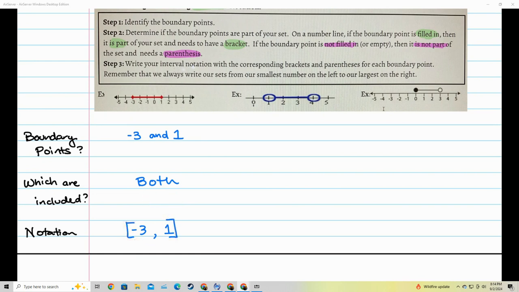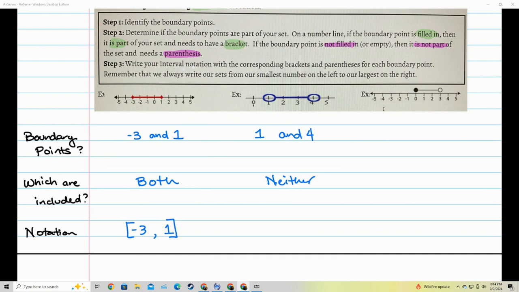Let's take a look at the next ones where they're not filled in. My boundary points are still 1 and 4, just like before. Which of those are part of your set? Well, this is empty, so it's not part of my set. This is empty, so it's not part of my set. So I'm going to say neither of these boundary points are part of my set.